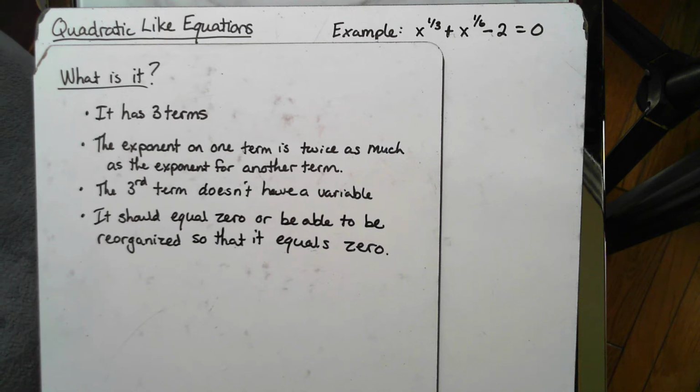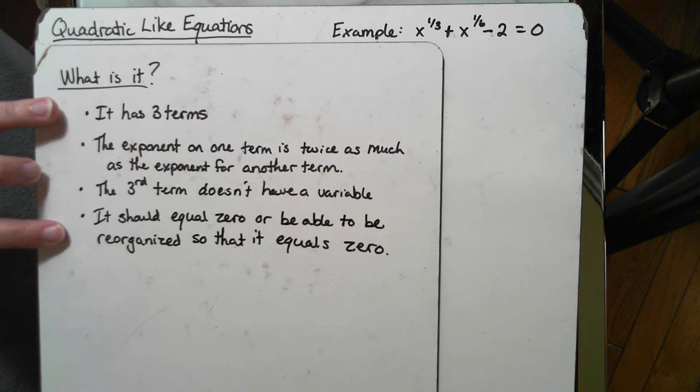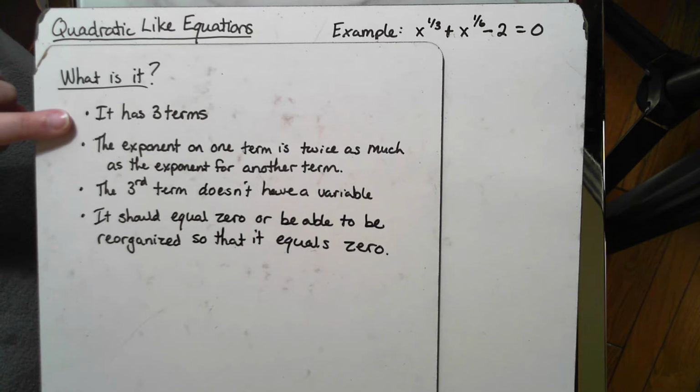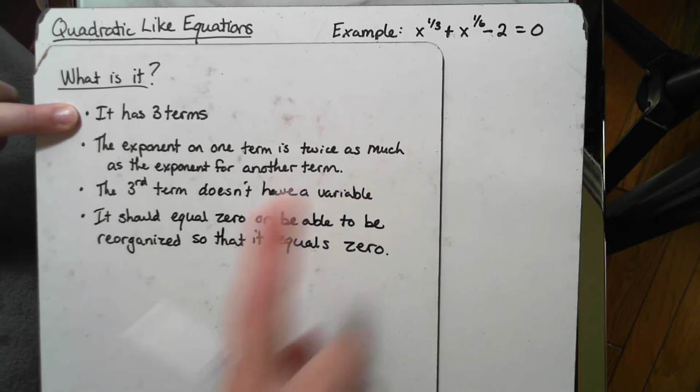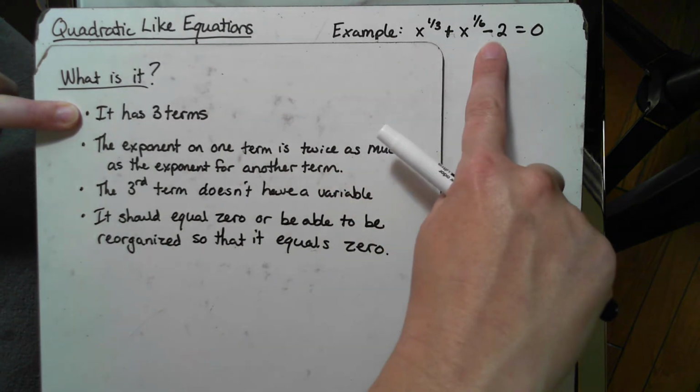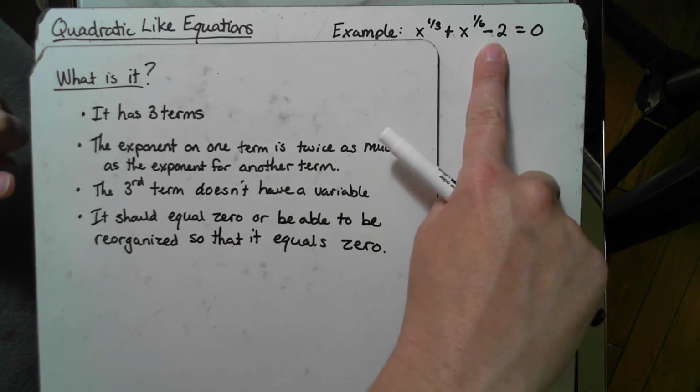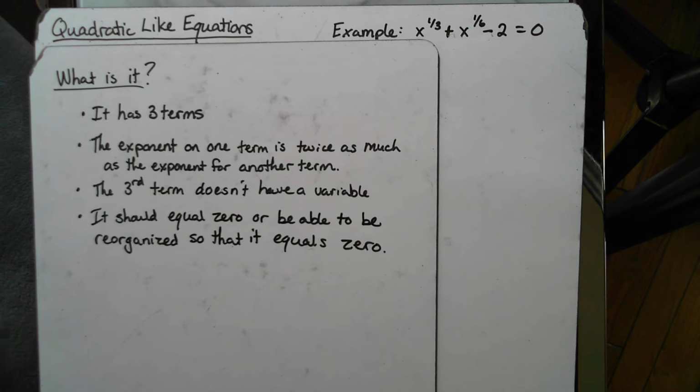Everyone. In this video, we're going to talk about quadratic-like equations. We're going to see what they are and how to solve them. So the first thing we need to do is determine if an equation is what we call quadratic-like. Not all of them have three terms, but we're focusing on ones that do have three terms in this video. So notice in this, we have three terms, and it does equal 0, which is our last thing.